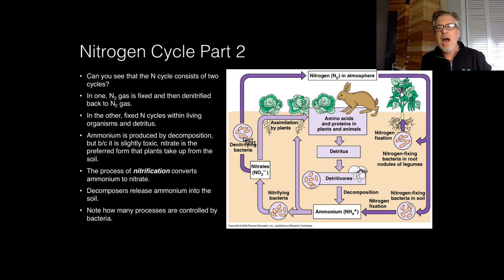Be aware how many of these processes are caused by bacteria. Here they are: nitrogen fixation, nitrifying bacteria, denitrifying bacteria, and decomposition. A couple of other asides that I want to talk to you about. There are some plants that have a symbiotic relationship with nitrogen-fixing bacteria, particularly legumes, but other species as well. And what they do is they trade sugar to the bacteria, which the plant makes a lot of, for nitrogen, which the bacteria makes a lot of.